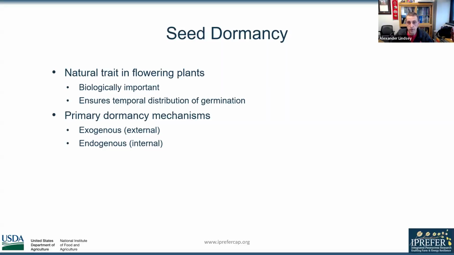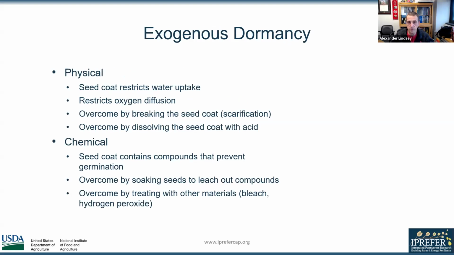Seed dormancy is a natural trait found in flowering plants. It's very biologically important, and it ensures temporal distribution of germination in wild species in natural ecosystems. There are two main dormancy mechanisms that we can find in plants. They can either be external, or exogenously applied, or endogenous, internally controlling germination of different seeds. Examples of exogenous dormancy are physical in nature, where something like the seed coat itself would restrict water uptake for the seeds.